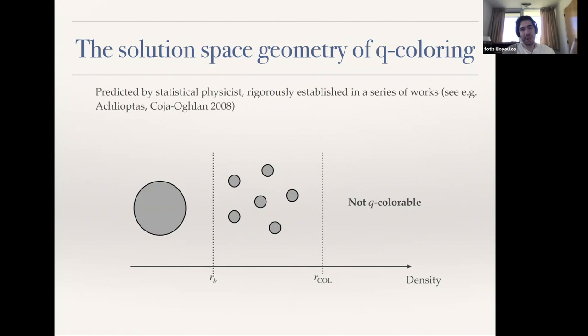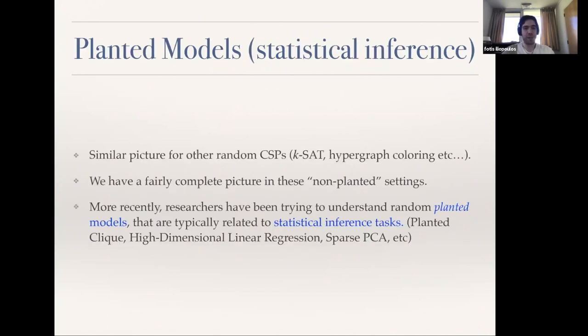This type of phase transitions have been predicted by statistical physicists, and they have been rigorously established by our community and the statistics community in a series of work that has lasted for many years. For example, for coloring and constraint satisfaction problems, it started with the work of Achlioptas and Coja-Oghlan in 2008. And let me mention that this is not a picture just for graph coloring, but basically for many other interesting random constraint satisfaction problems like k-SAT, hypergraph coloring, etc.